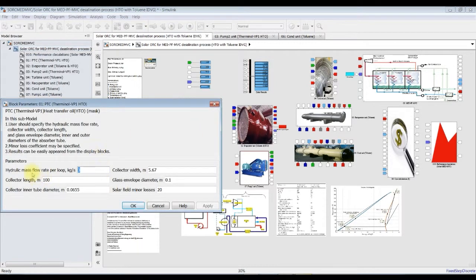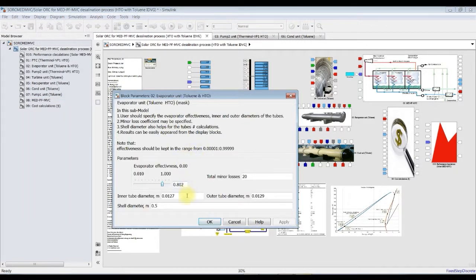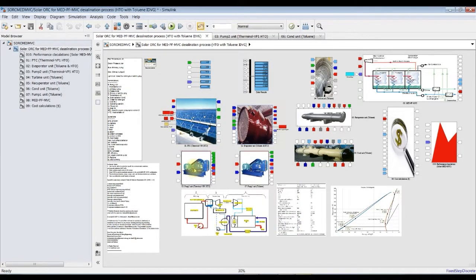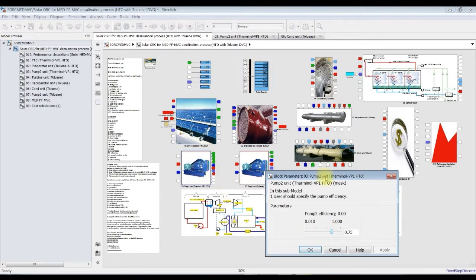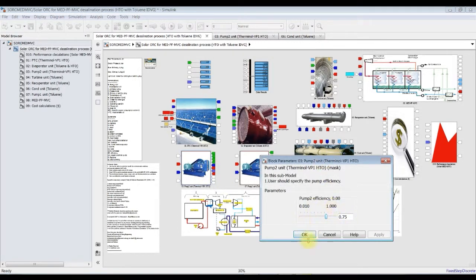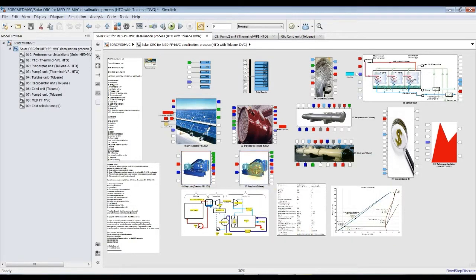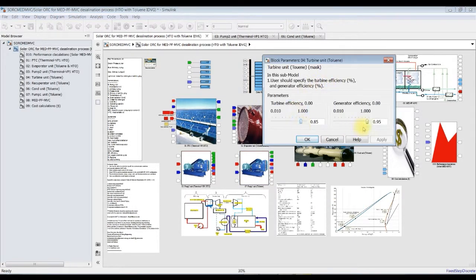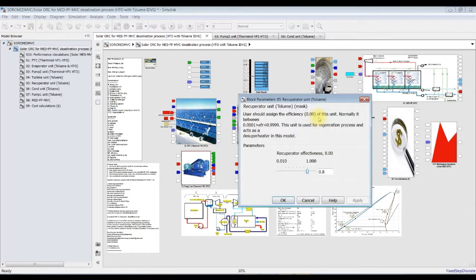This is the parabolic trough. We can assign hydraulic mass flow rate, collector widths, if you are going to use a glass system or Euro trough. And this boiler heat exchanger, this is effectiveness. Some inputs I'll give. This oil heat transfer unit, for the pump, I mean the pumping unit, is efficiency. For the turbine, it's efficiency. And this turbine unit efficiency and generator efficiency. Recuperator unit effectiveness, okay.